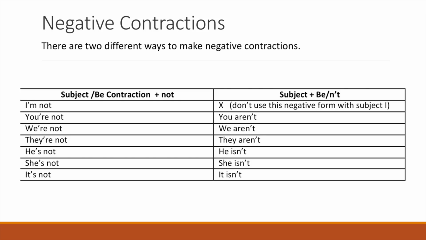You're can be negative by adding not, so you're not, or we can write it as you aren't. Same can be said for we're not or we aren't. They're not, they aren't. He's not, he isn't. She's not, she isn't. It's not, it isn't.